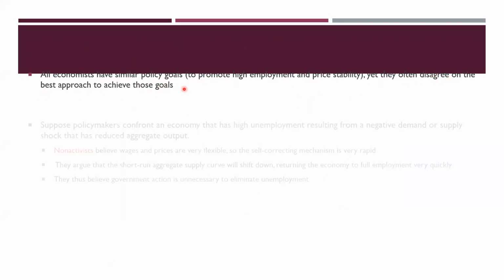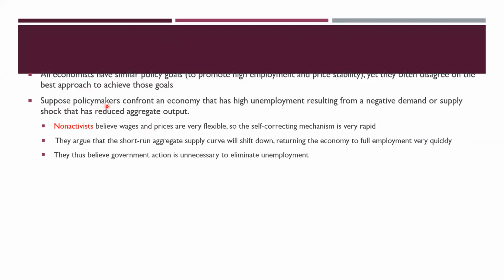So all economists have similar policy goals, that is to promote high employment and price stability, yet they often disagree on the best approach to achieving these goals. Suppose policymakers confront an economy that has high unemployment resulting from a negative demand or supply shock that has reduced aggregate output. We have two scenarios here that would occur.